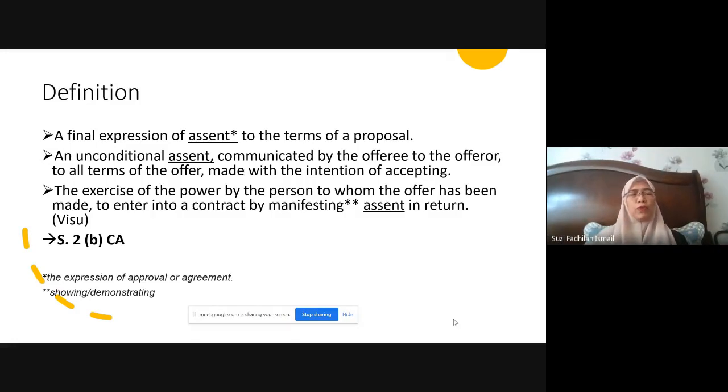Another way of defining the word acceptance is an unconditional assent. It has to be unconditional. An unconditional assent communicated. So it has to be communicated by the offeree to the offeror, because the proposal goes from offeror to the offeree, and now communication is from the offeree to the offeror, to all the terms of the offer. And it is made by the offeree with the intention of accepting. Because lack of intention might lead to the inference of no contract yet formed between the parties.